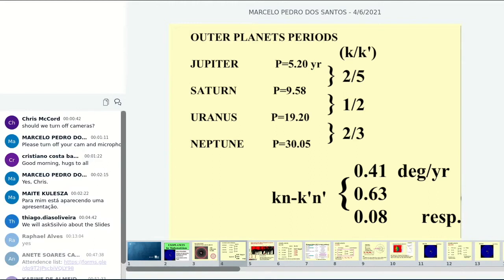When we look at the periods of the planets of our system, you see 5 years for Jupiter, about 10 years for Saturn, 19 years for Uranus, 30 years for Neptune. You may see that these periods are very close to rational numbers. Between Jupiter and Saturn it is close to 2.5, between Saturn and Uranus close to 1/2, between Uranus and Neptune close to 2/3. But it is just close to. If I make the difference k times the mean motion of the inner one minus k' times the mean motion of the outer one, you see I have small numbers, but not very close to zero: 0.41, 0.63, and 0.08. So our planets are not in resonance. Next slide.